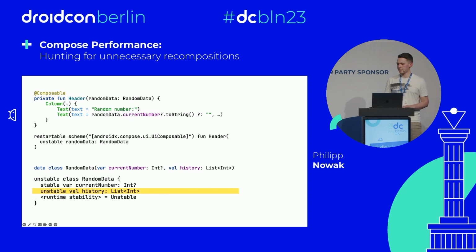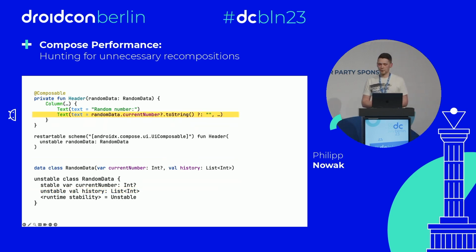Since our composable takes an unstable input parameter, it is not skippable anymore, because compose can't be sure if necessary input data changed or not. So that means the header composable gets recomposed every time any data on our screen is changing. But instead of thinking about how we could make it stable, let's go another step back. We know that primitive types, like integers, are immutable and therefore stable. We can use this here since the only relevant value for our header composable is the current number integer.